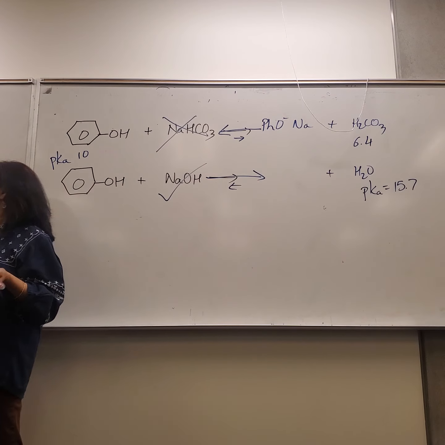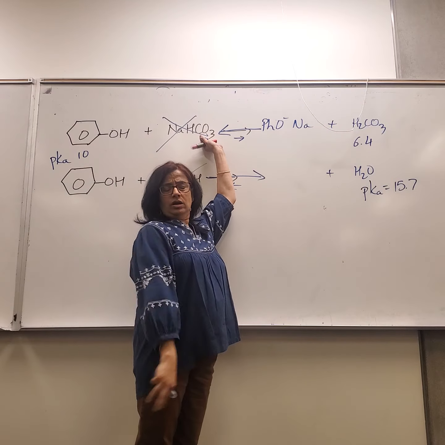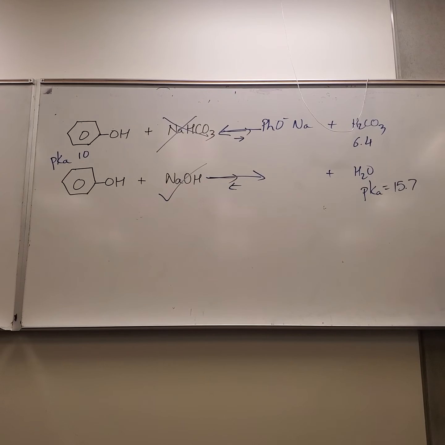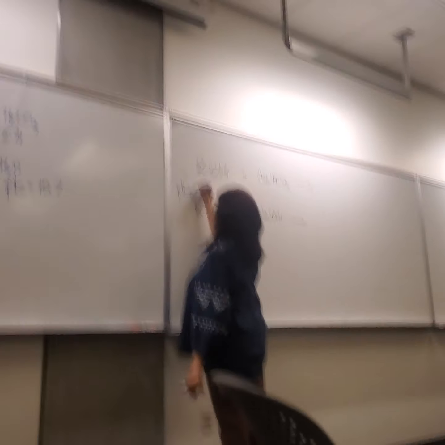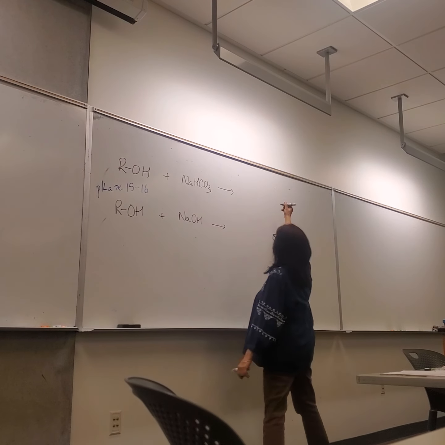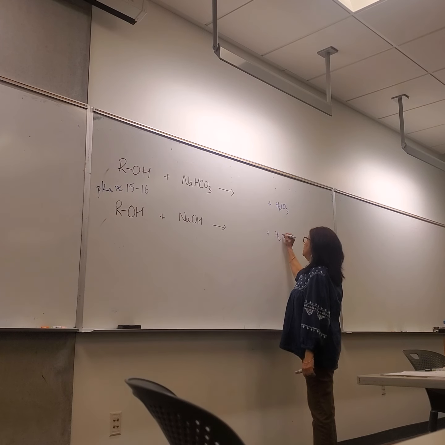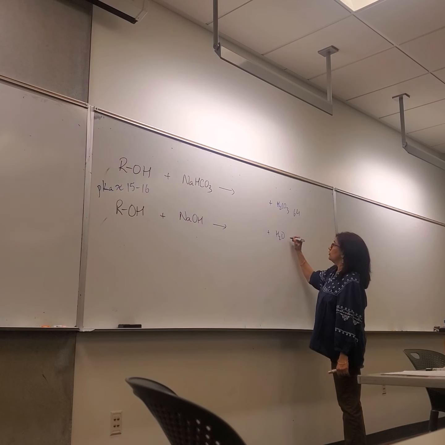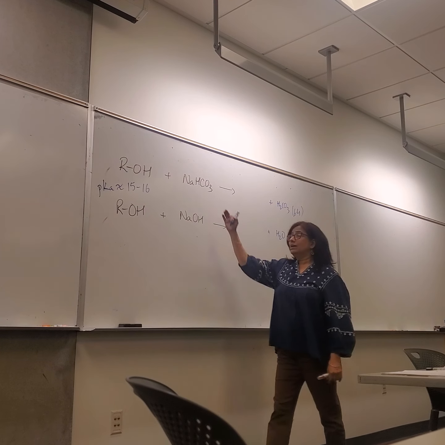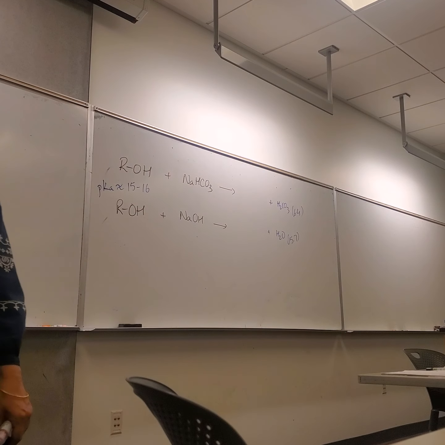If you have a carboxylic acid, you can use either. But if you have a phenol, sodium bicarbonate won't work. Sodium hydroxide will do great. What about alcohols? What are their general pKa's? Approximately 15 to 16. Same thing. I'm not drawing the whole thing, but it creates carbonic acid as the byproduct and water. Carbonic acid pKa is 6.4. This is about 15.7. Will either of them work? Neither of them will work.